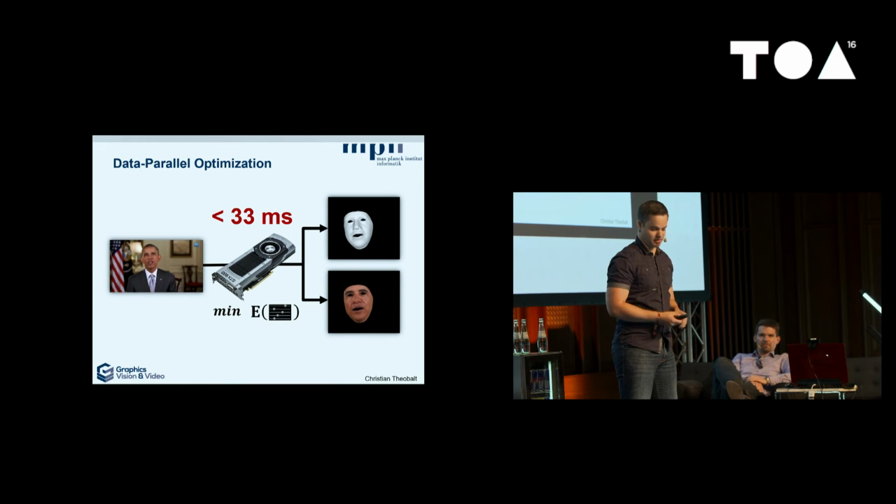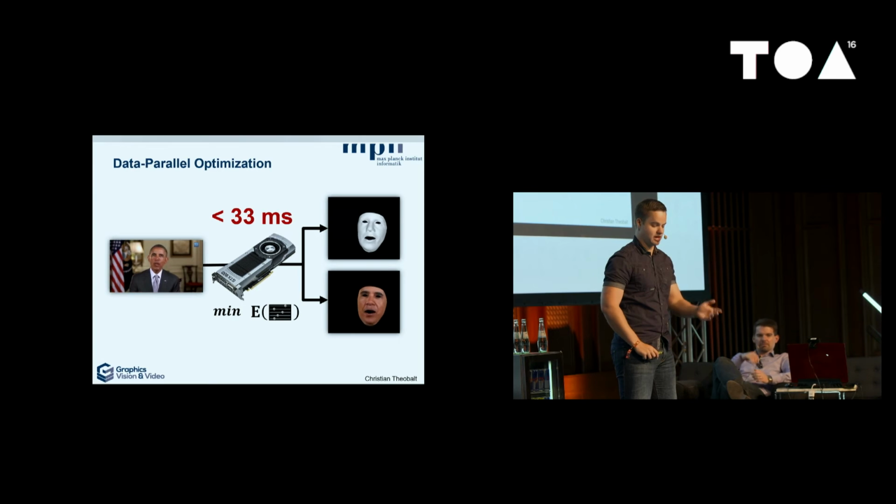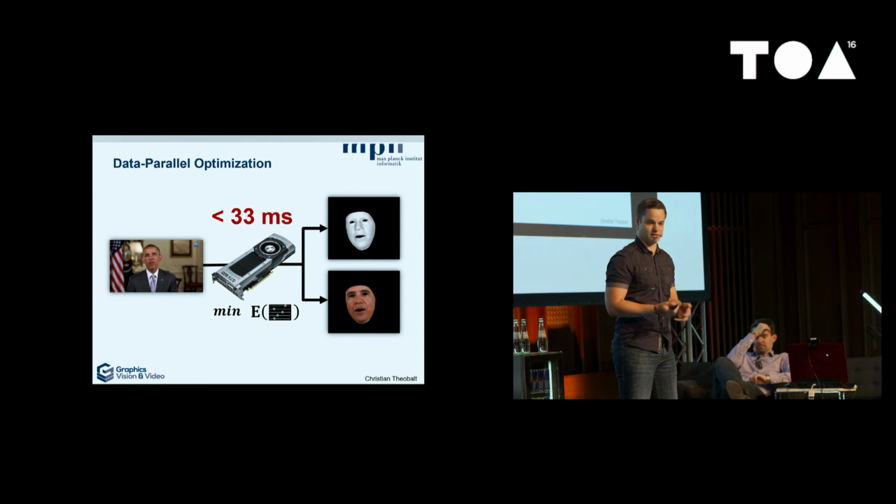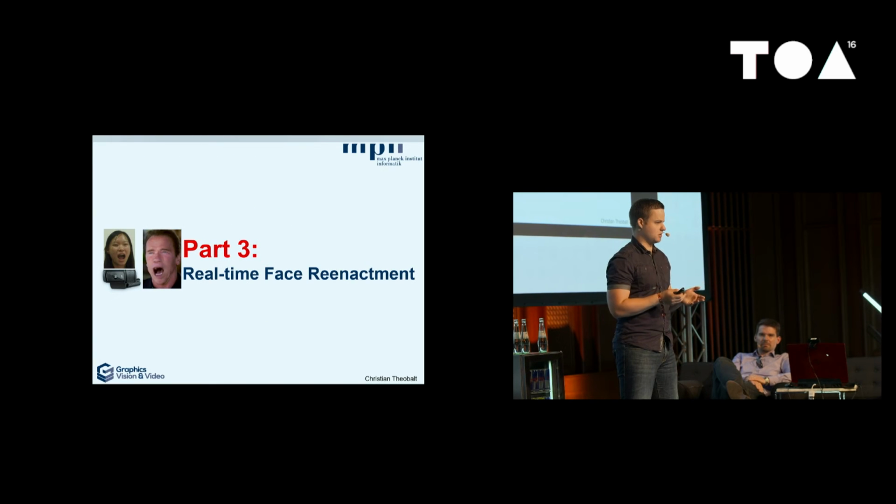Good. How does this look? It looks like this. Input is a video. Here it's a speech of Obama. And output is a 3D mesh, which is moving, and he's doing the same. Okay, so now we know how we get a 3D model from a single image.